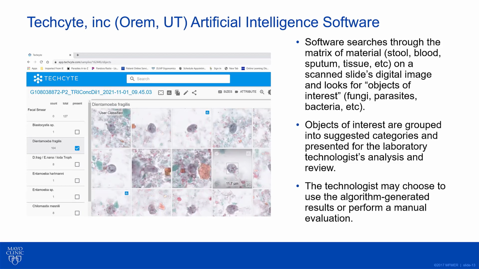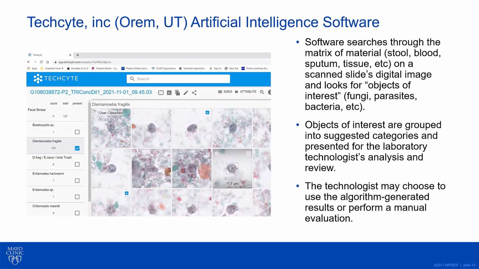Now, in this instance, you can see that Dientamoeba fragilis has been checked off, and there are multiple instances where we can see pictures of what does appear to be Dientamoeba fragilis. Our technologist agreed with this review and checked on this. This is the result that's going to be transferred over into the LIS.